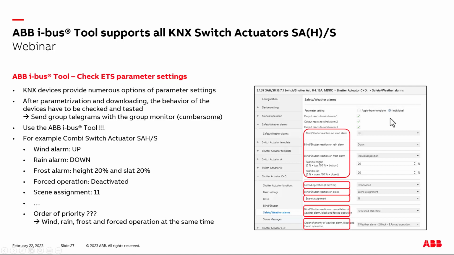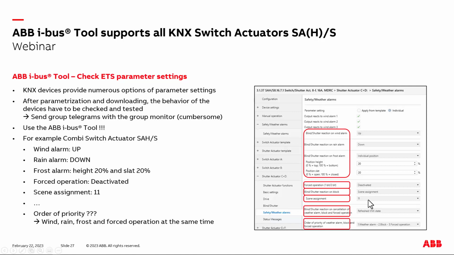So the steps, for example, the first one is in the ETS. You set the parameters, like for example here for the shutter functionality of my combi actuator. You go here, for example, to safety, weather alarms, and set a parameter. When there's wind alarm, the shutter and blinds should drive in the safety position up. In rain alarm, for example, down. If you have frost alarm, they should drive to an individual position of 20% height and 20% slat position. And if there's a functionality like block active, we want to call scene number 11.